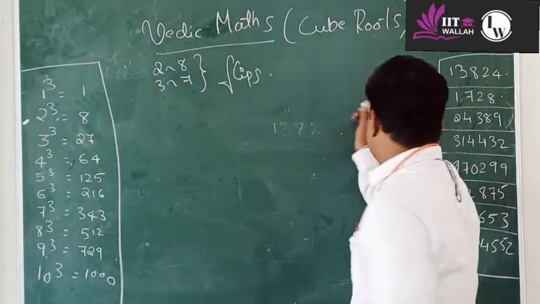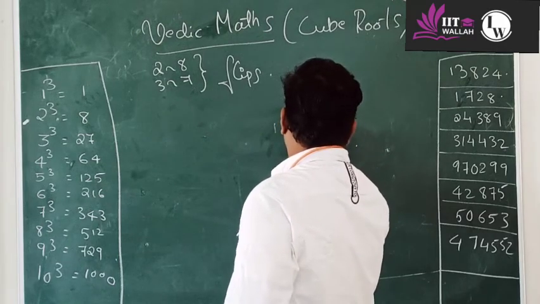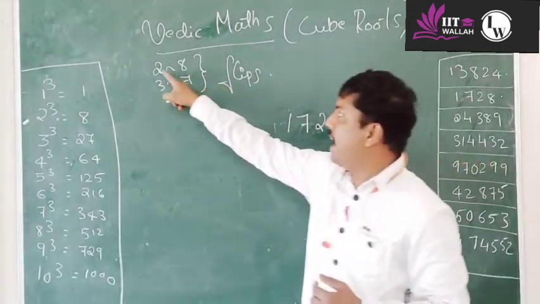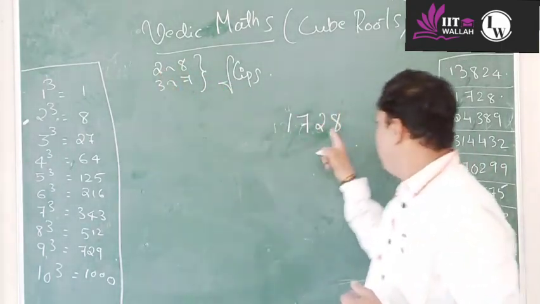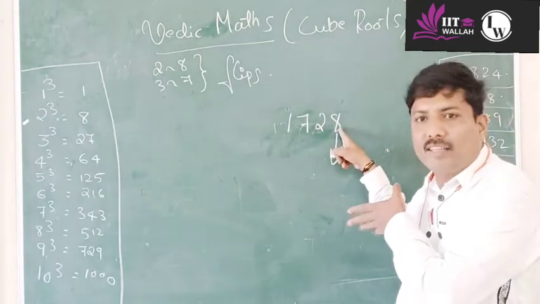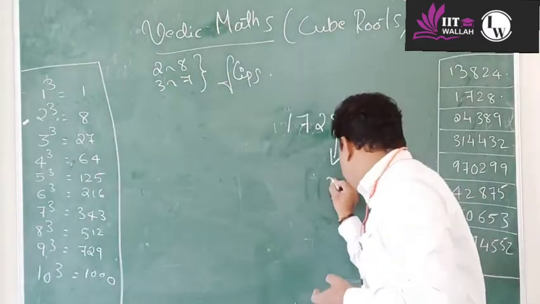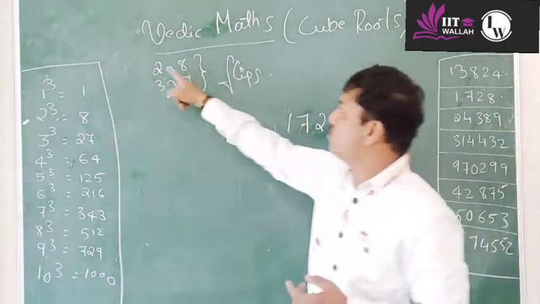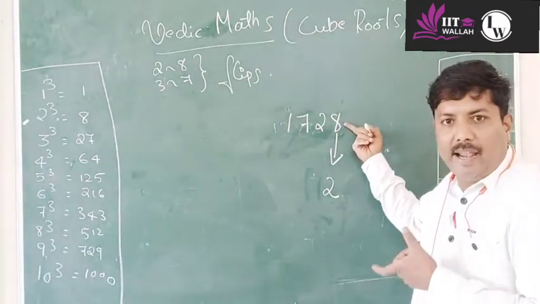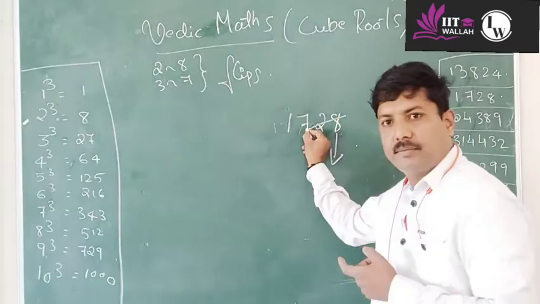The next number is 1728. If 8 is coming in the ones place, you know that 8 flips with 2, and 3 flips with 7. So if a number ends with 8, its cube root ends with 2. Then cut the first 3 digits.